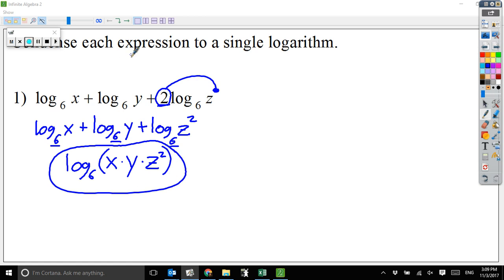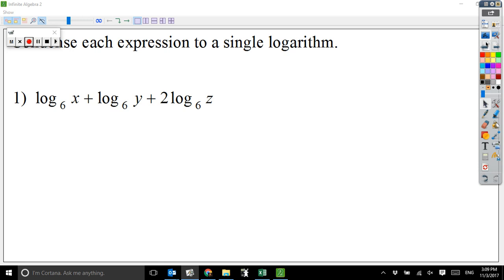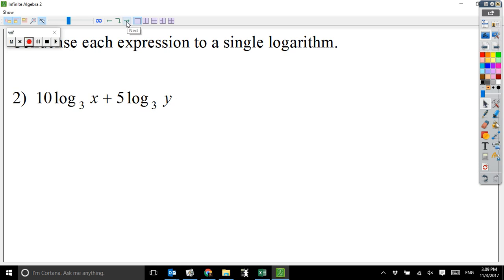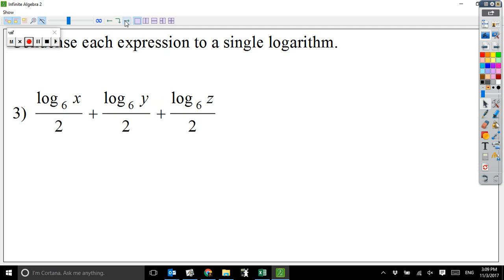So I condensed each expression into a single logarithm. I have one log in my final answer. If you look at number 2, go ahead and pause the video and try that one. But I'm going to skip ahead to number 3 because number 3 looks a little different.